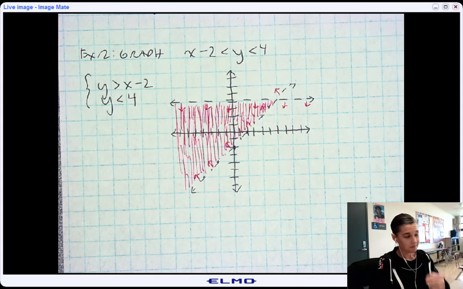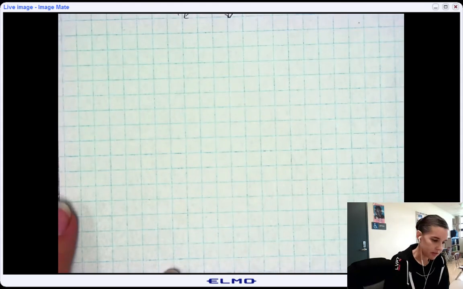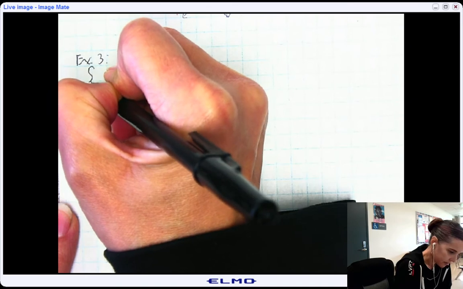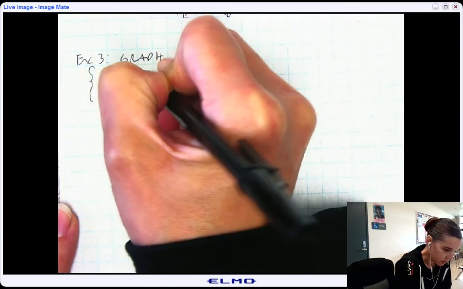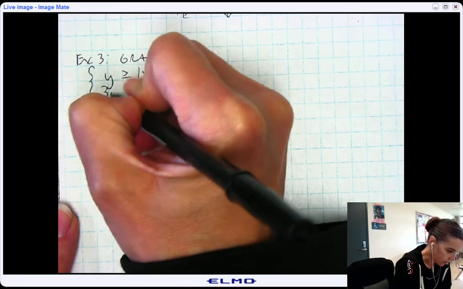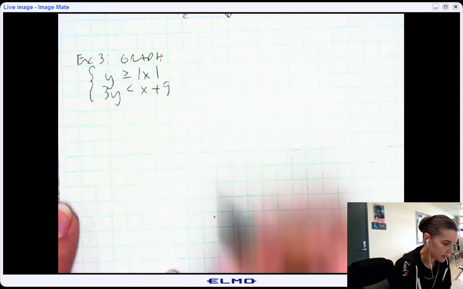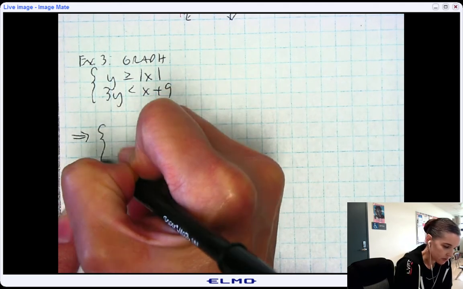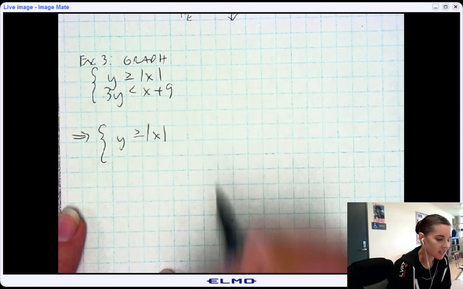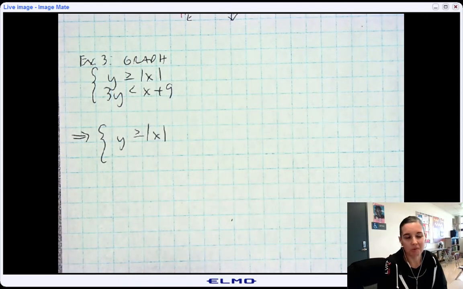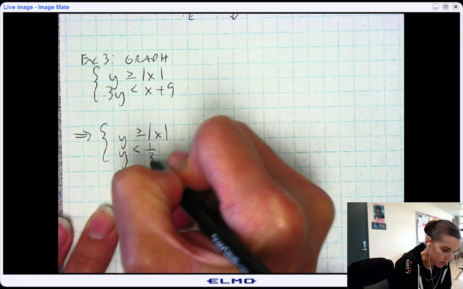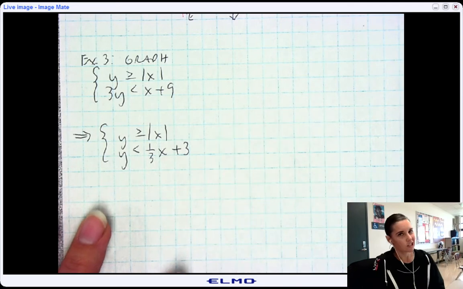Okay, let's try your last one. So example 3. You are going to graph y is greater than or equal to the absolute value of x, and 3y is less than x plus 9. Okay, so that first one is fine. So I'm going to leave that first one alone, y is greater than or equal to absolute value of x. What I don't like in the second one is that it's a 3y. So I'm just going to divide everything by 3. So divide by 3 is y. Divide by 3 is 1/3. Divide by 3 is 3. So that's the easier one for me to graph.